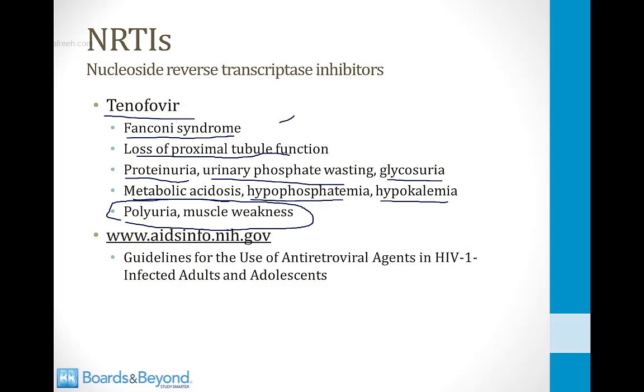Adefovir used to cause this Fanconi syndrome in about 50% of patients. And the side effects of all the different NRTIs are difficult to keep straight. An excellent resource is the AIDSinfo website, which has guidelines for the use of these drugs, and it lists all the side effects and the indications for when to use them.